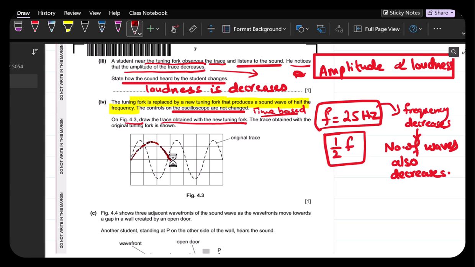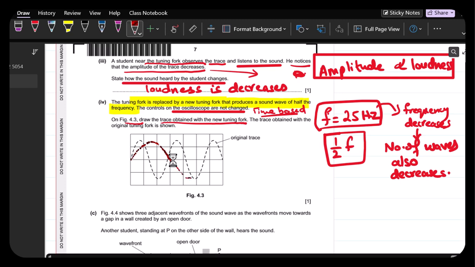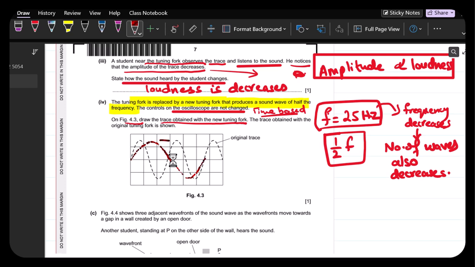So the rest of the cycle is also going to be the same. It will be coming to this point. Amplitude is the same, only frequency is changed. So it will go till this. So half waves, one point you can say 2.5 waves are there. So we are done with this part.